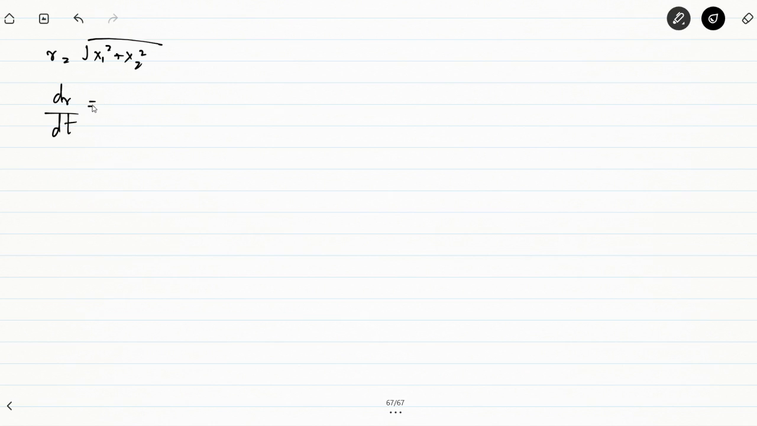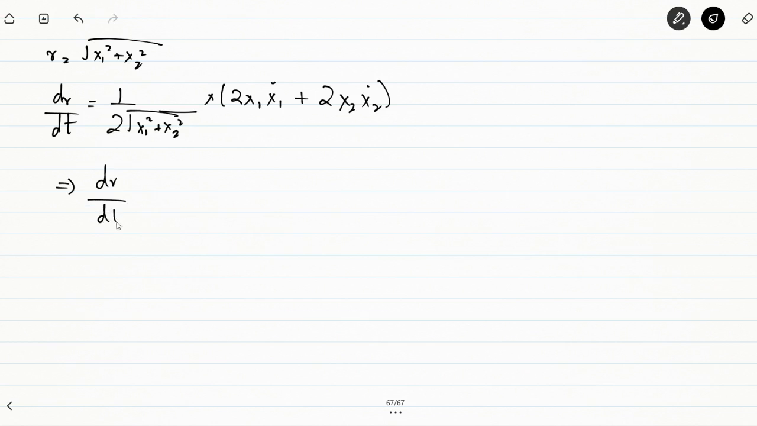Fine. So r is equal to the square root of x1 square plus x2 square. Differentiating on both sides, dr by dt is 1 by 2 square root of x1 square plus x2 square into the internal differentiation. Internal differentiation of this will be 2x1 x1 dot plus 2x2 x2 dot, which implies dr by dt is equal to, taking 2 common, x1 x1 dot plus x2 x2 dot divided by the square root of x1 square plus x2 square, that's actually r.